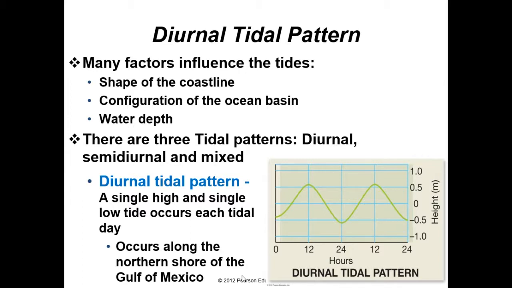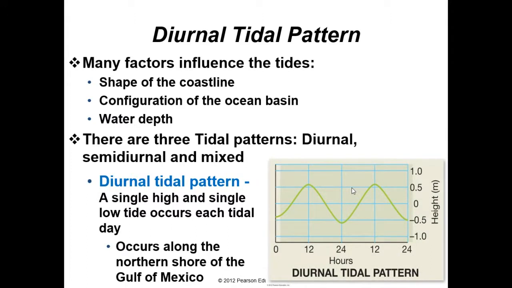So diurnal tidal patterns have one single high tide and one single low tide each day. These are as easy as you can get. Now, each of these tidal charts here represents 2 days, so two 24-hour periods. You have 2 high tides over 2 days, and technically 2 low tides over 2 days as well. I wish they would just do it for a 24-hour cycle. This kind of makes it confusing, but it is what it is. So one high tide, one low tide per day.